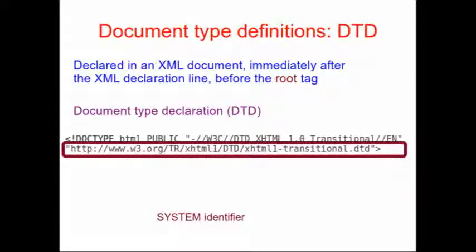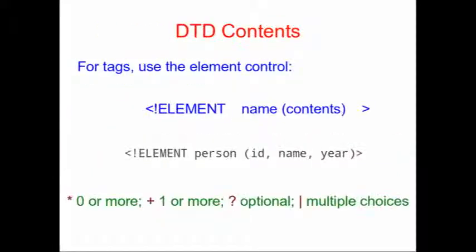So what does our DTD document actually contain? For each tag, we have an element control. We say that we're going to have an element, the name of the tag, and the kind of contents that that element can have. For example, we could have an element called person that contains an ID, a name, or a year object.